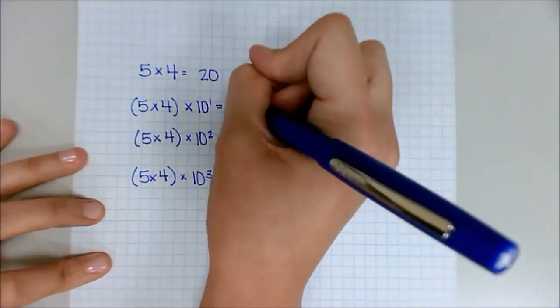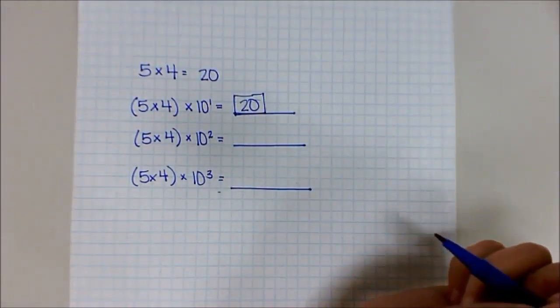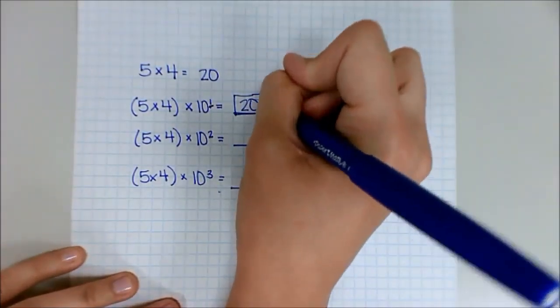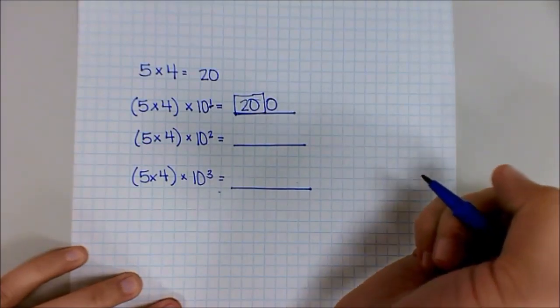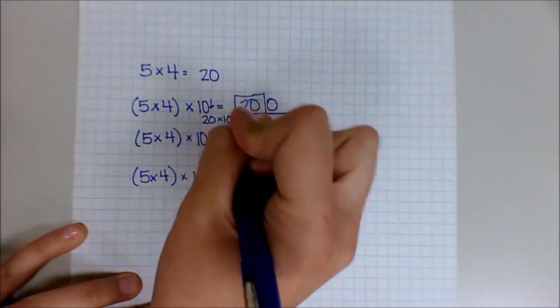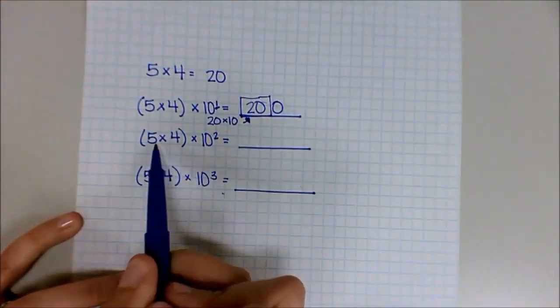So what I like to do when I have something like this is put a box around it so I know not to touch it. Now let's do my shortcut. Look at the exponent, which is 1, and it's telling me I need to add a place value to that original basic fact answer. So this problem is really saying 20 times 10, and that's where I came up with the 200.